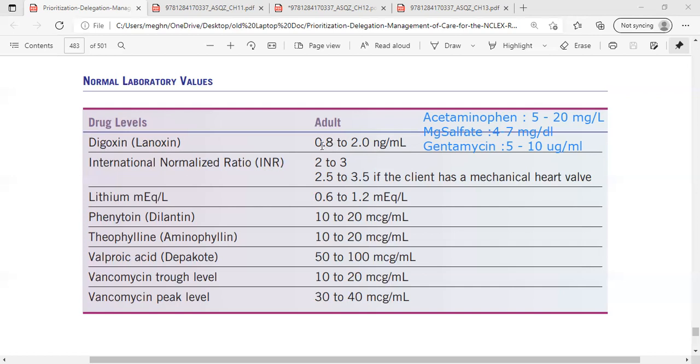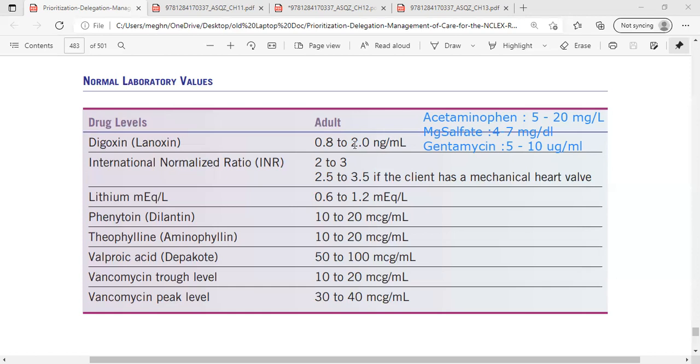And some books wrote it is 0.5 to 2. Both are correct. So digoxin has a narrow therapeutic index. If digoxin is less than 0.5 or less than 0.8, it does not work. If digoxin is more than 2.0, it can cause toxicity. And digoxin toxicity is dangerous for the patient.